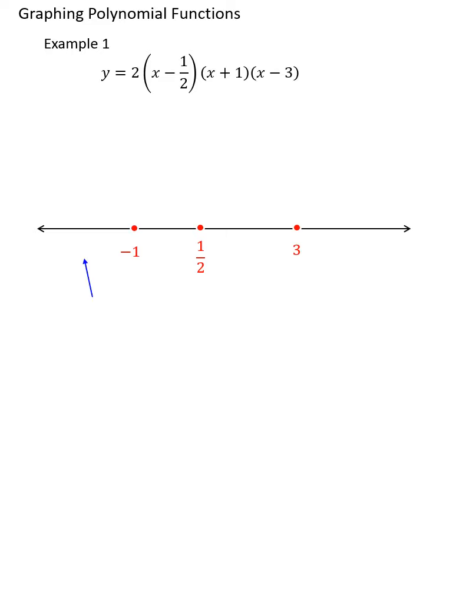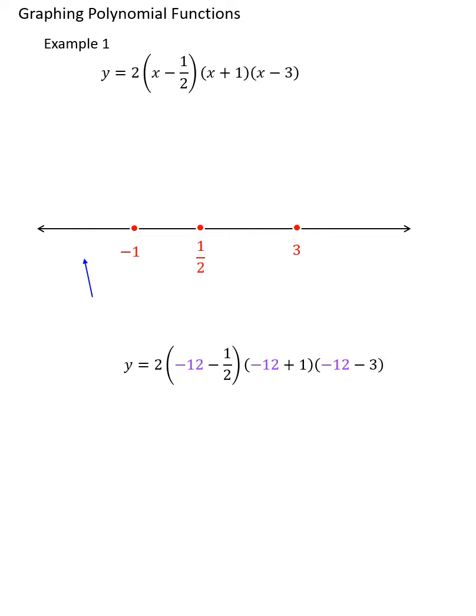Let's start with this region. If I told you to pick any number to the left of -1, would you have picked -12? Maybe, maybe not. If you pick something else here, it doesn't really matter. Follow this logic. I want to know if this quantity is positive or negative, so I'll know whether the graph is above or below the x-axis.